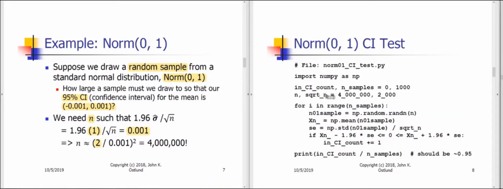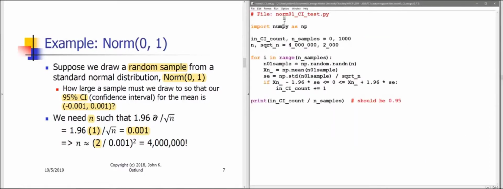Here's how that looks in actual code, and in fact, let me pull up my code file. Okay, so this code file is called norm01 confidence interval test. We're going to use NumPy for this rather than a list of floats because NumPy will let us do vectorized computations, which is vastly faster than looping through items in a list. Okay, so what in the world is this program doing?